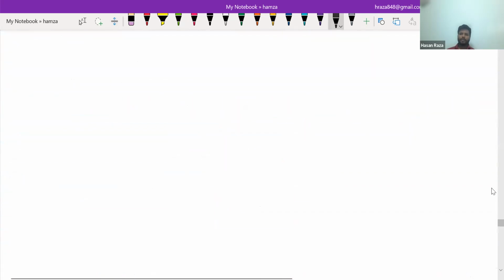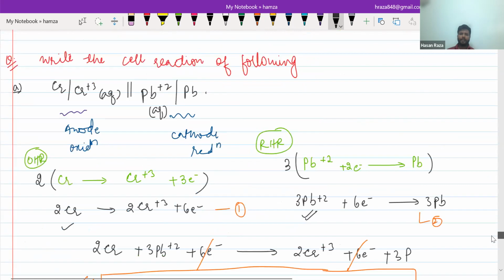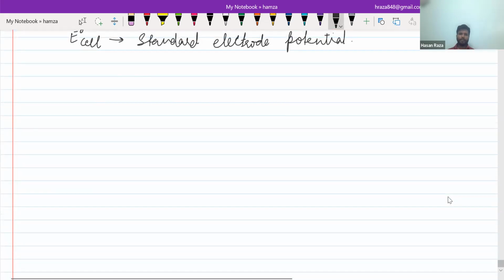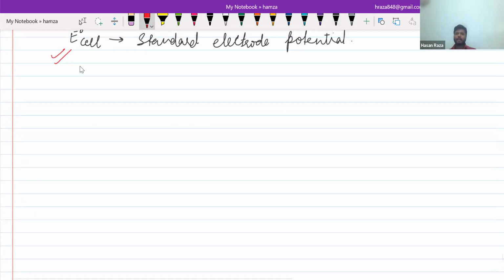So in the previous class, you have seen how to write an equation from a representation and how we are going to write a representation for an equation for a reaction. Now, this formula we will use after a topic that is called electrode potential. So write a topic that is electrode potential.